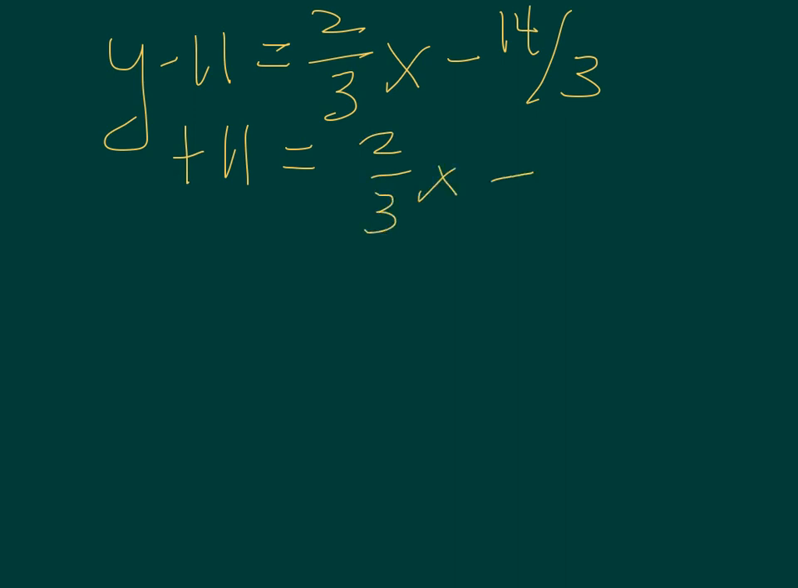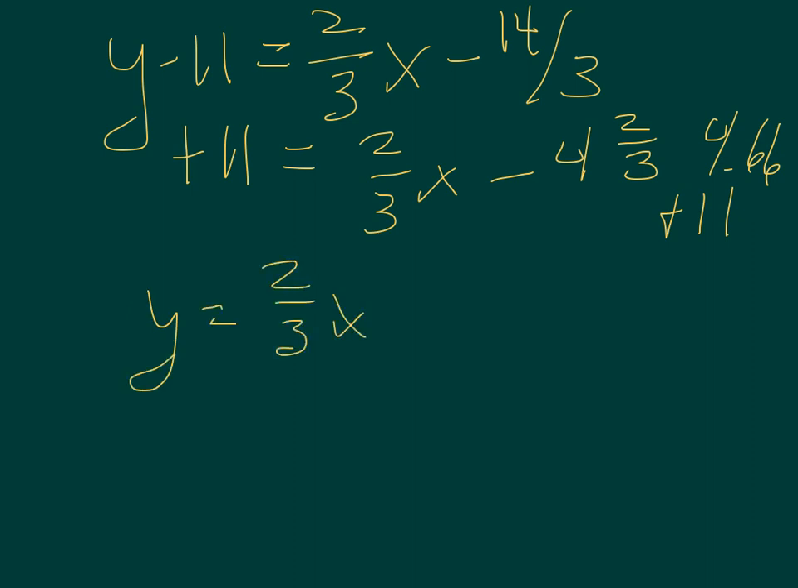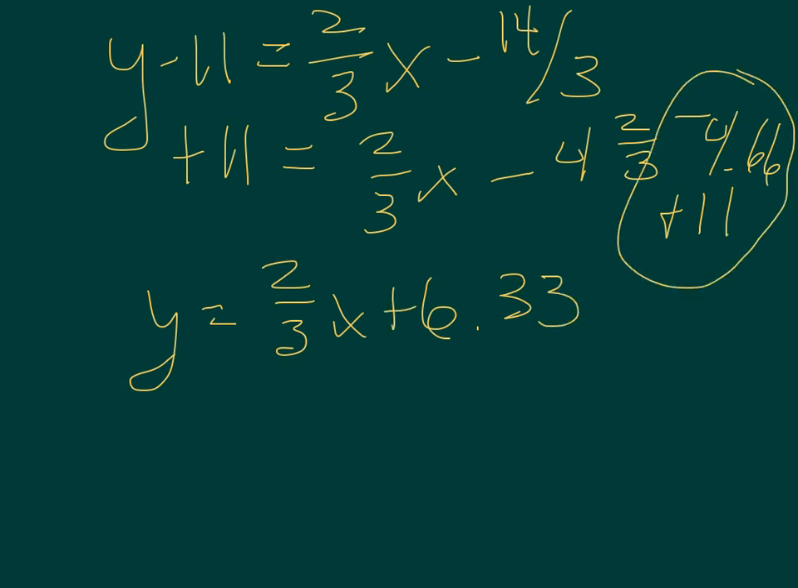14/3 is roughly 4 2/3, or 4.66. And I've got to add 11 to this. So I got y equals 2/3 x. Actually, that's a negative, so that's going to be 6.33 plus 6.33. You can use your calculator to get through that mess right there. There you go.